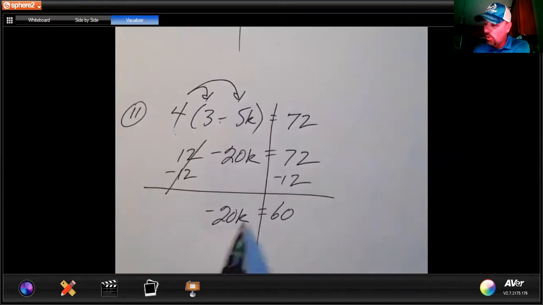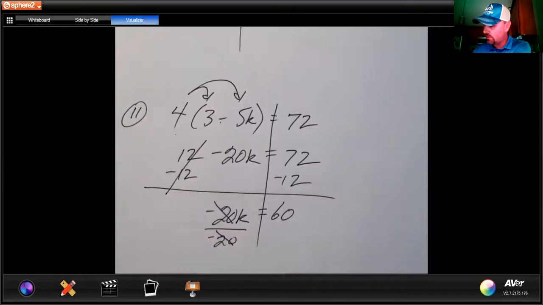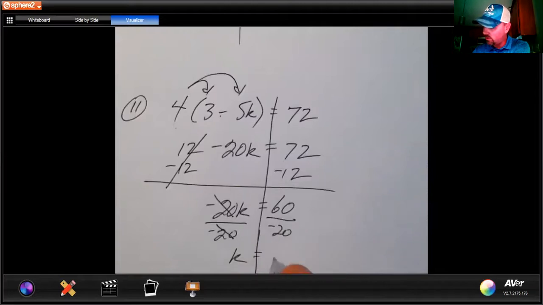All right, last step. We see multiplication, so we divide. K had been multiplied by negative 20. Now we're going to divide it by negative 20, which cancels and leaves K. What we do to one side, we do to the other. Divide by negative 20. And 60 divided by negative 20 would be a negative 3. That one was a little bit more challenging.